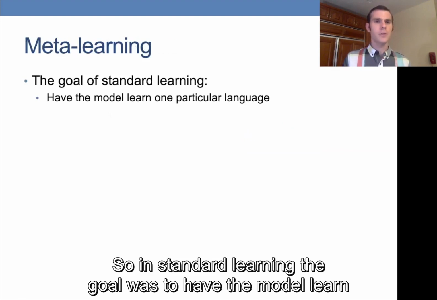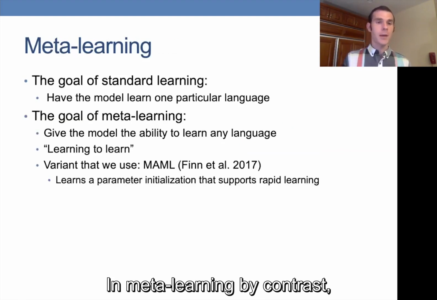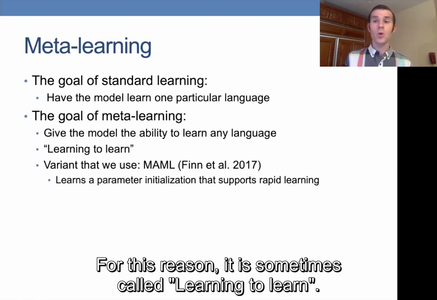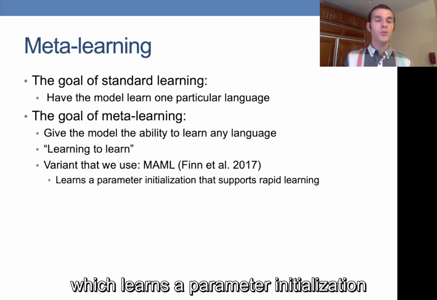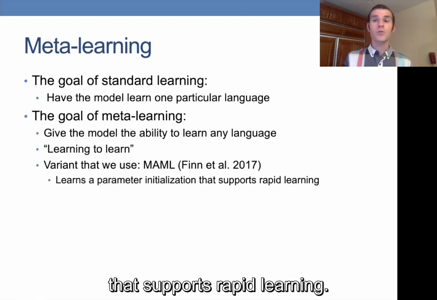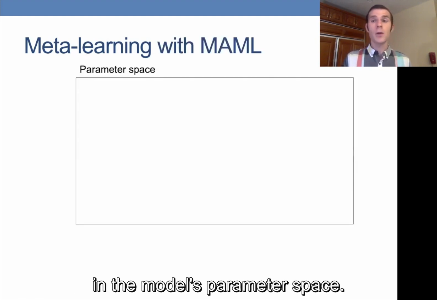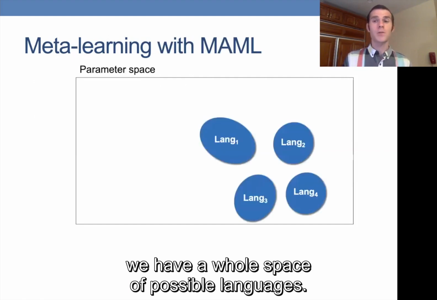So in standard learning, the goal was to have the model learn one particular language. In meta-learning, by contrast, the goal is to give the model the ability to learn any language in the space of languages. For this reason, it's sometimes called learning to learn. The variant of meta-learning that we use is MAML, which learns a parameter initialization that supports rapid learning. To break that down in more detail, we once again will be working in the model's parameter space. But now instead of having just one language, we have a whole space of possible languages.